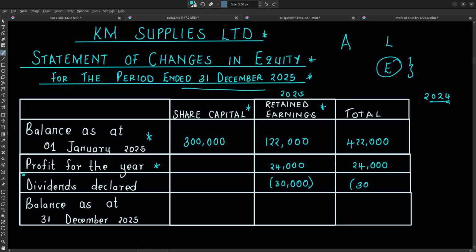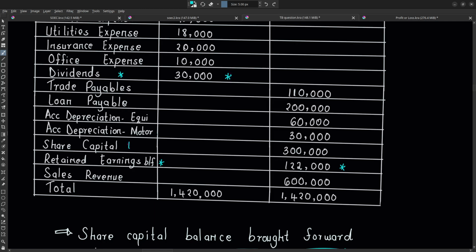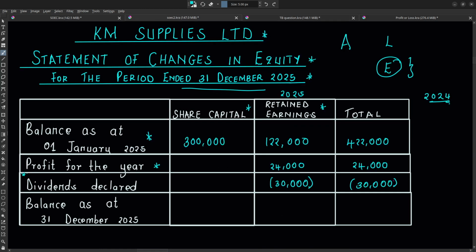Here, our share capital, when you look at our trial balance, again, you can see we had a share capital account of 300,000 at 31st December 2025. This basically indicates that there wasn't any change in the share capital during the period. So the balance as at 31st December 2025 is going to be 300,000, and the retained earnings is going to be 116,000, and here we will have 416,000. So this is an example for our case scenario.